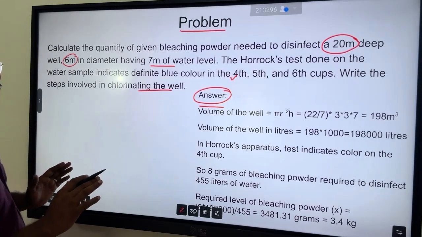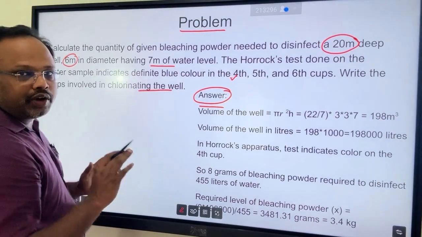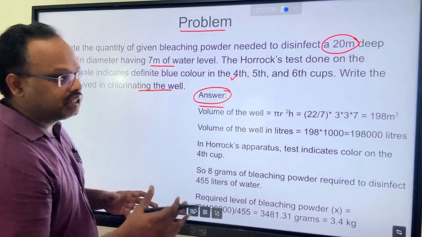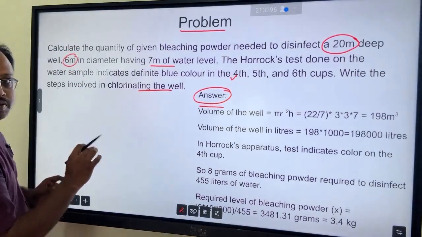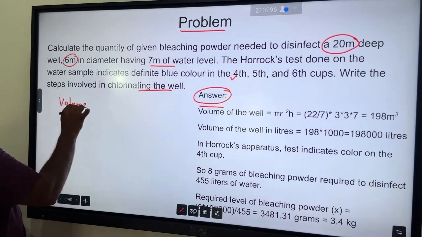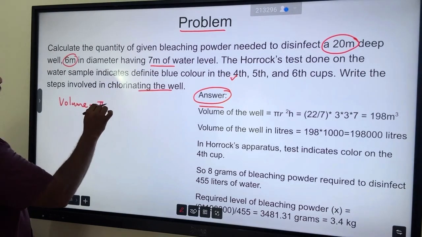First, we need to calculate the amount of bleaching powder required to disinfect the well. Then you need to write the procedure to disinfect. As we all know, first we should calculate the volume of the well. So here it is cylindrical, so we need to calculate with pi.